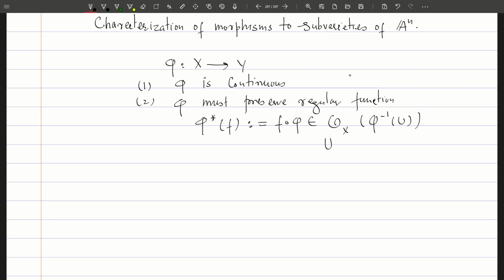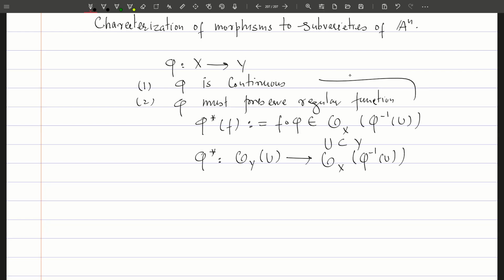So this u is an open subset of y. This map phi star is a map from the regular functions on u to regular functions on phi inverse u. This is called the pullback. So if phi satisfies these two properties, we call this map phi a morphism.